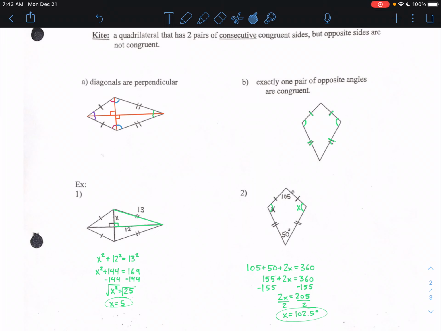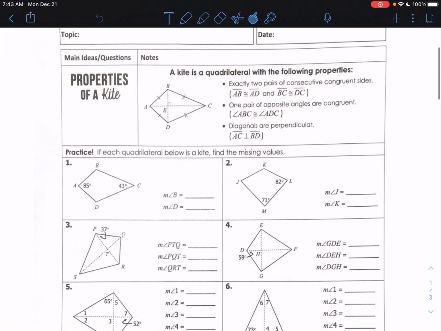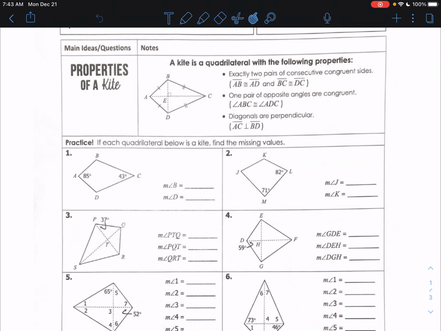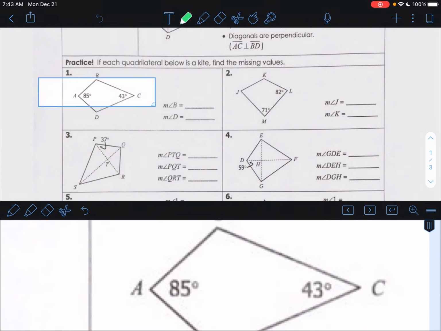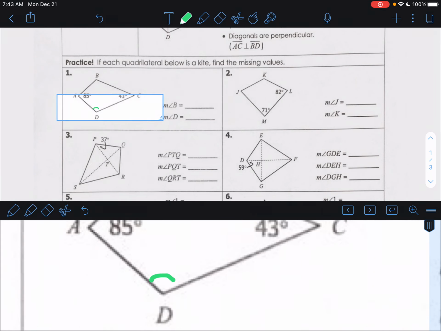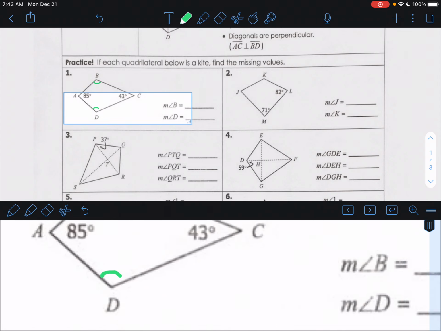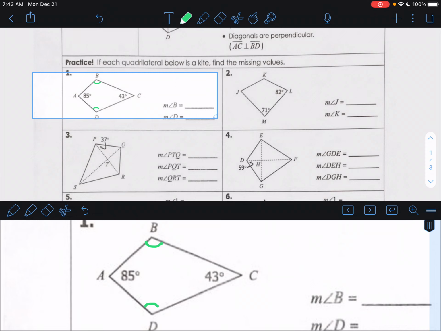Anyways, let's look at today's assignment. It is just called Kites. It's in Schoology. And it is going to be relying on pretty much the stuff we just did. So like here for number 1, it wants you to solve the measure of angle B and angle D. I know they're going to be congruent. So you can just add up the 85 and the 43, subtract it from 360, and then divide that remaining answer by 2 to get B and D, because whatever they are, they're going to be congruent.